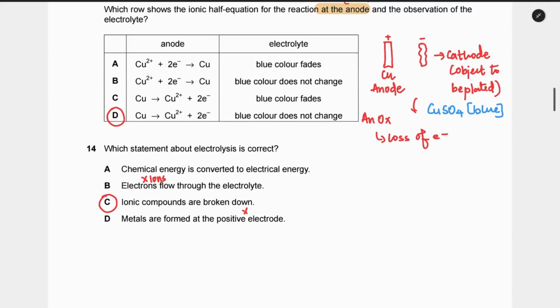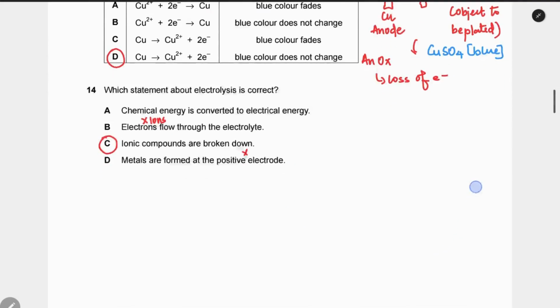14. Which statement about electrolysis is correct? Chemical energy is converted into electrical energy, which is incorrect. Electrons flow through the electrolyte. No, actually, it is ions which flow through the electrolyte. Ionic compounds are broken down. Yes, they dissociate into cations and anions. Metals are formed at a positive electrode, which is also incorrect. So the correct answer is C.